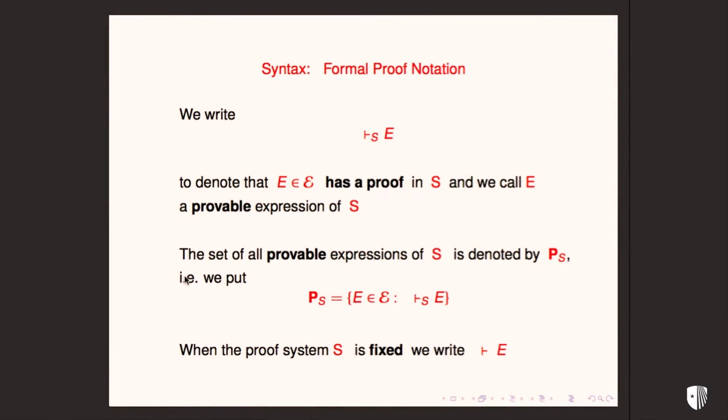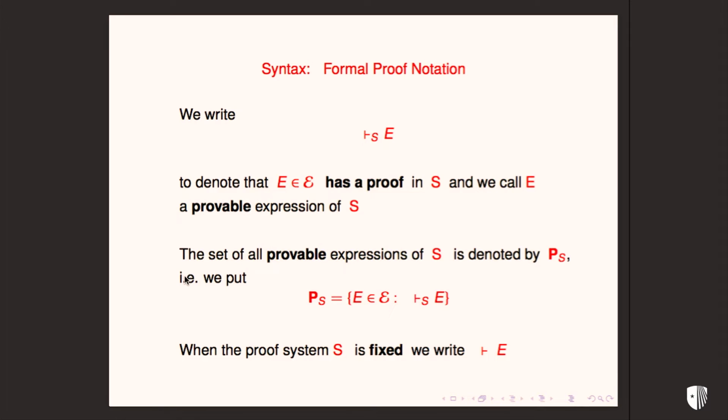And of course we have a notation, that we write this, so it means E has a proof. This is a symbol for a formal proof in S, that is our notation. And now you have P, fat P_S is the set of all expressions which have a proof in the system S. So they are called provable expressions.